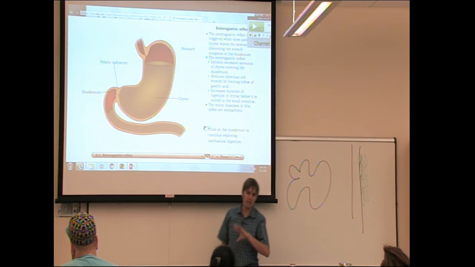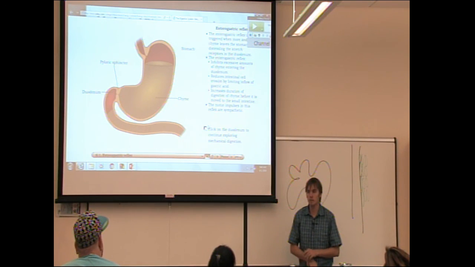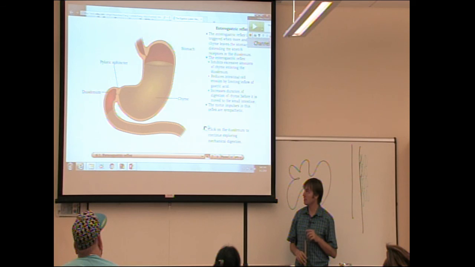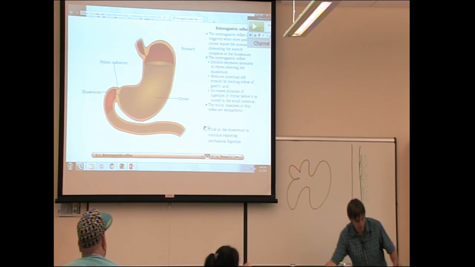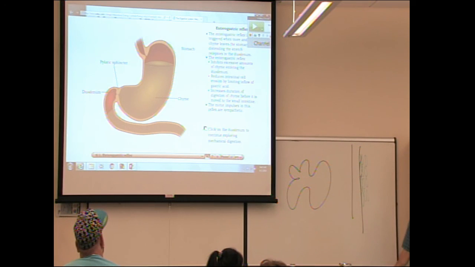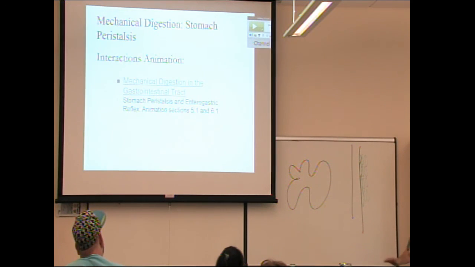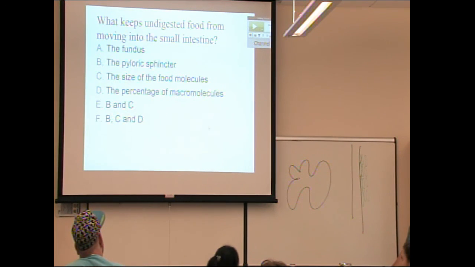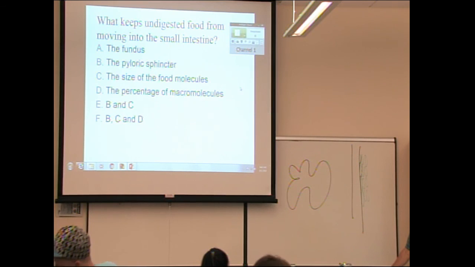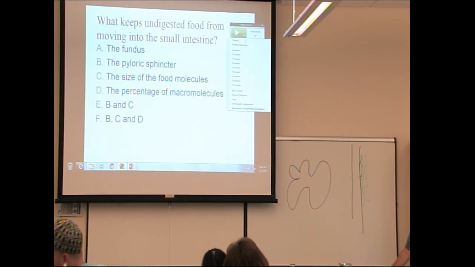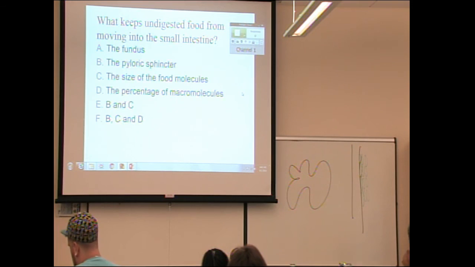So that's how you regulate the amount, or how fast the chyme, which is just a word for digesting food, chyme. All right, so what's the main thing that keeps undigested food from moving into the small intestine?